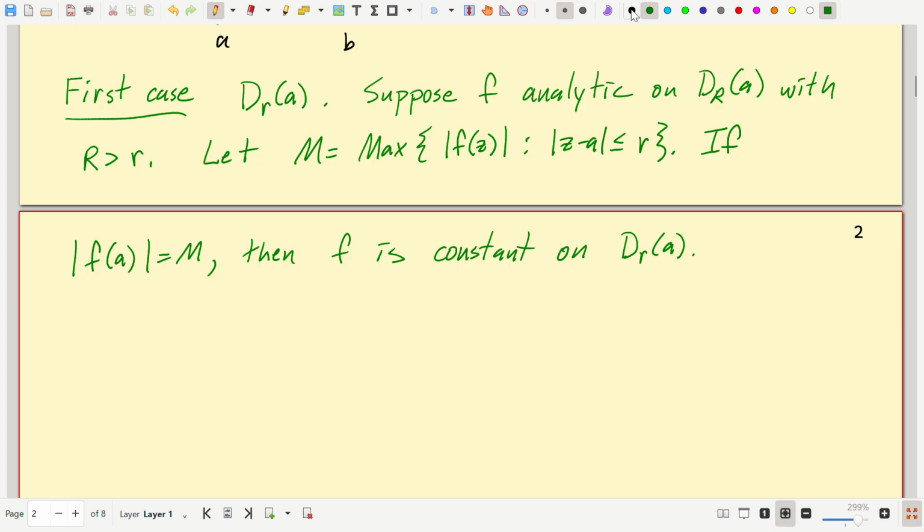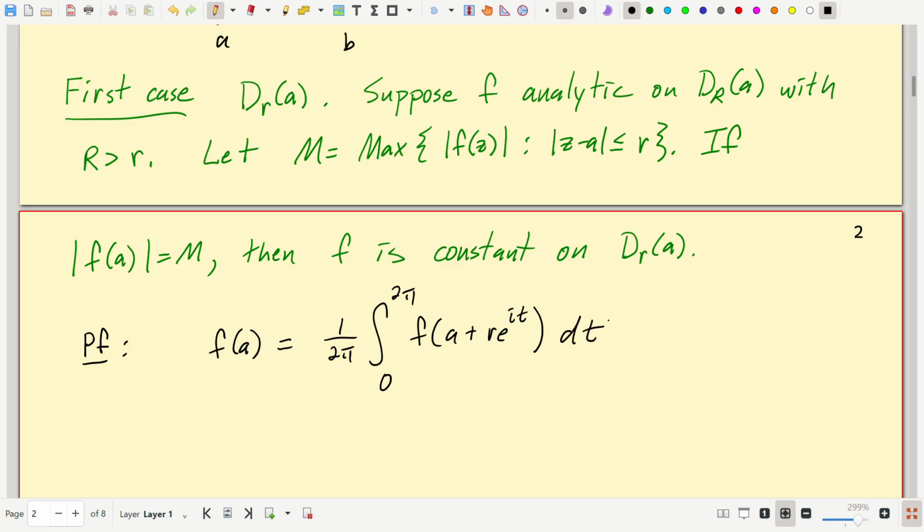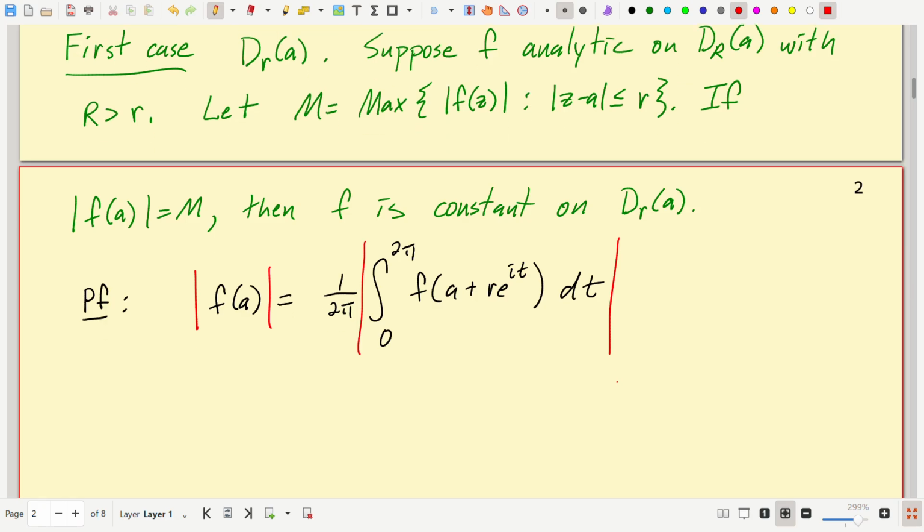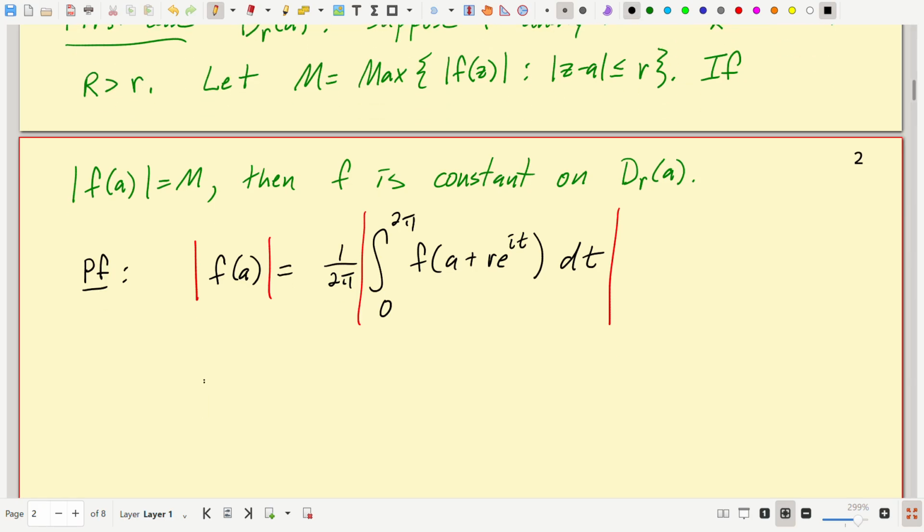Well, the proof is just going to be, let's see, f of a, remember, satisfies the averaging property. So that's 1 over 2 pi times the integral from 0 to 2 pi of f of a plus r e to the i t dt. Okay, that's the averaging property. So now next let me take the modulus of that. And so I get the modulus of f of a, which by the way, I'm assuming is M.